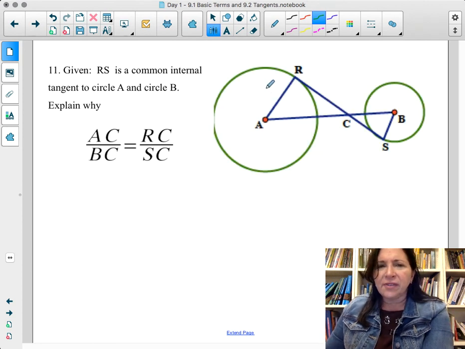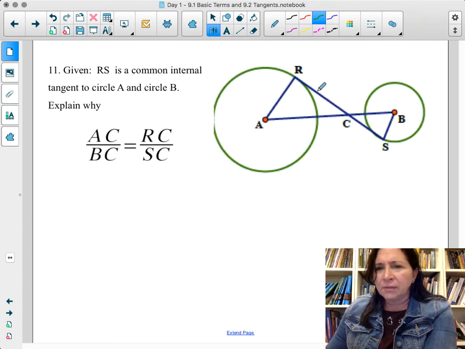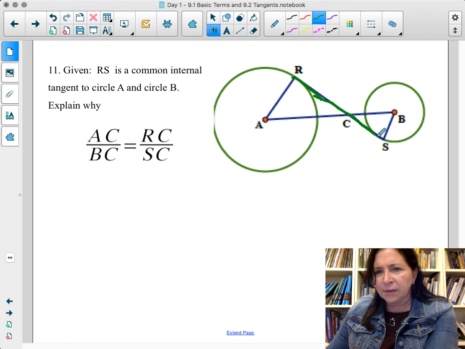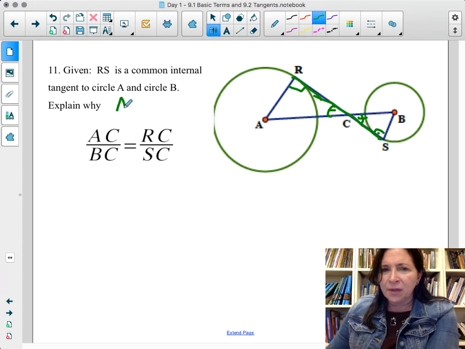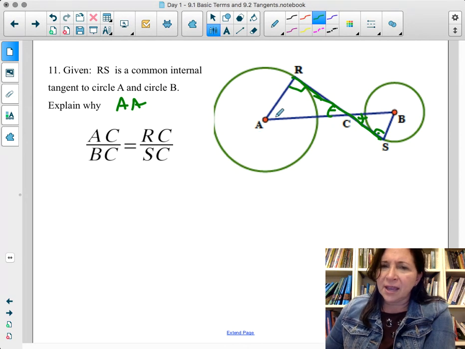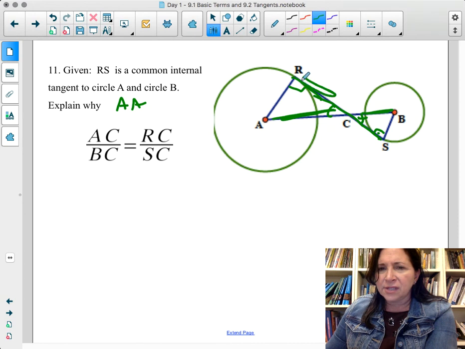A couple of things that are kind of interesting about circles and externally or internally tangent lines. See that internally tangent line right here? What it does is it makes two similar triangles. Remember, see how these are both right angles? Angle, angle. That makes these two triangles proportional. So I can say AC is to BC as RC is to SC. That's kind of neat.